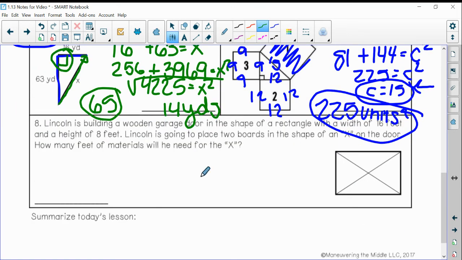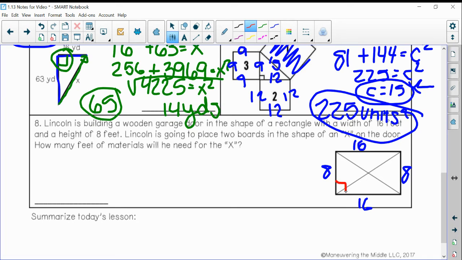It says that he's building a garage in the shape of a rectangle. It says that the width is 16 feet, and we know that in a rectangle, these sides are the same, and the height is 8 feet. He wants to place 2 boards in the shape of an X in those diagonals. Well, since it's a rectangle, I know those diagonals are the same. So if I find one, I can just double it.